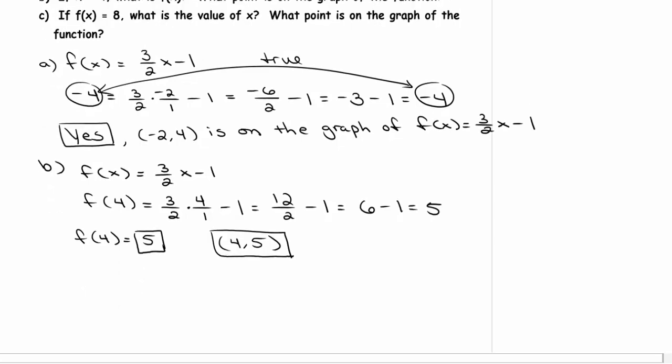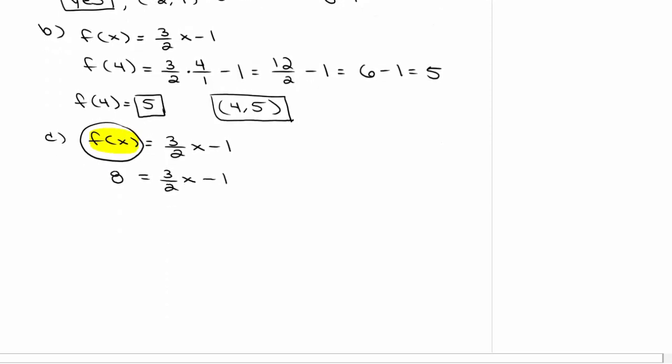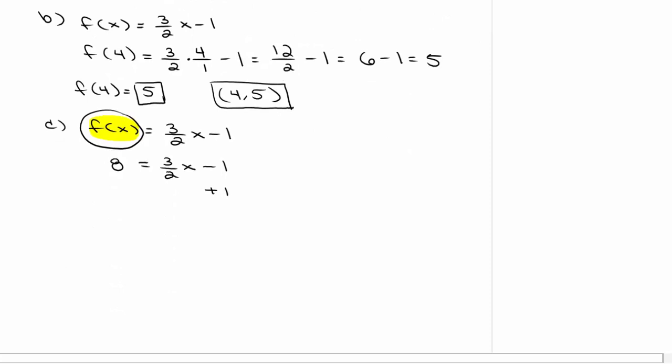So I'm going to go ahead and copy down my function one more time. f of x is equal to 3 halves x minus 1. I'm going to substitute. Instead of f of x, I'm going to write an 8, because they're telling me f of x equals 8. So I'm replacing this whole f of x with an 8. And now I'm going to solve this equation for x. Plus 1, plus 1, 9 is equal to 3 halves x.